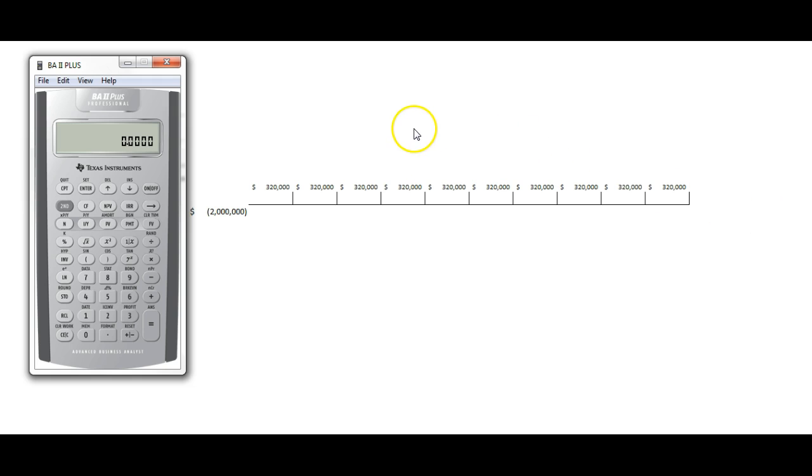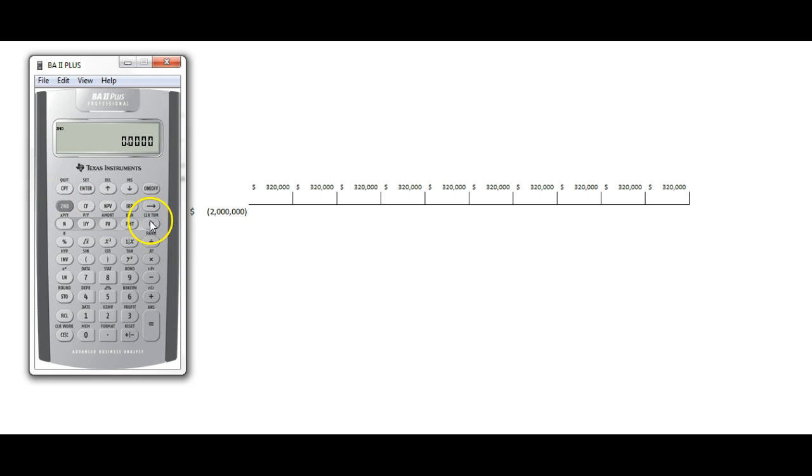Okay, so now we know that 6% is the interest rate to use. Let's find what these future cash flows are worth at 6%. And if they're worth more than $2 million, let's go ahead and do the project. So let's do the simplest way of doing this calculation. These are all the same numbers, so we're in the third row, we're in the third row, we're in the third row.